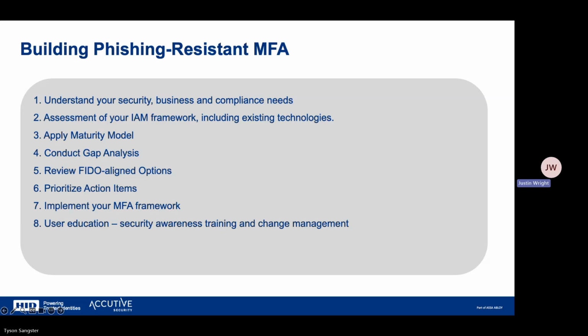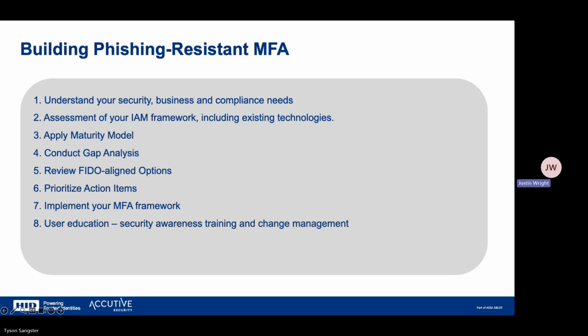So number one, you want to identify the needs of your organization. Ask yourselves, what security, business, and compliance needs must your company adhere to? Next, take a look at your identity and access management framework. What do you have in place now, and what are you missing? Assess and improve your internal processes by applying a maturity model. This will help you move your current security posture to a more mature and efficient state. Next, perform a gap analysis. Find out which security solutions you have and which solutions you have yet to implement.